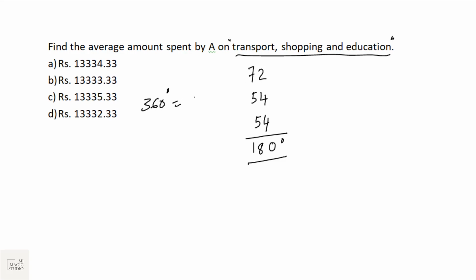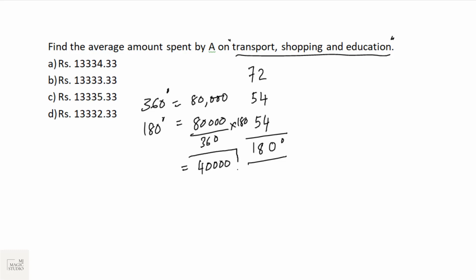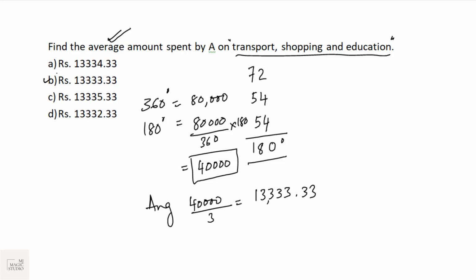We know 360 degrees corresponds to A's total salary of 80,000 rupees. Therefore 180 degrees corresponds to 80,000 by 360 into 180. Simple unitary method, that is 40,000. So 40,000 rupees is the total expenditure on these three items. But the question is, what is the average amount? So the average amount would be 40,000 divided by 3. That would be 13,333.33. And yes, that we have in option B.